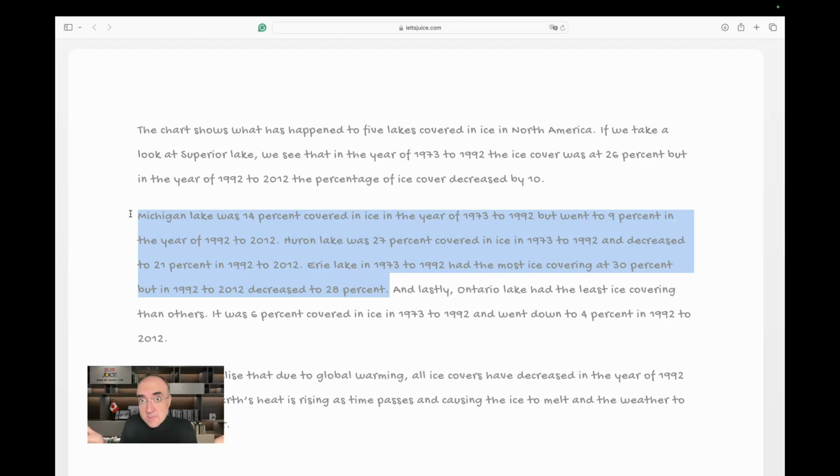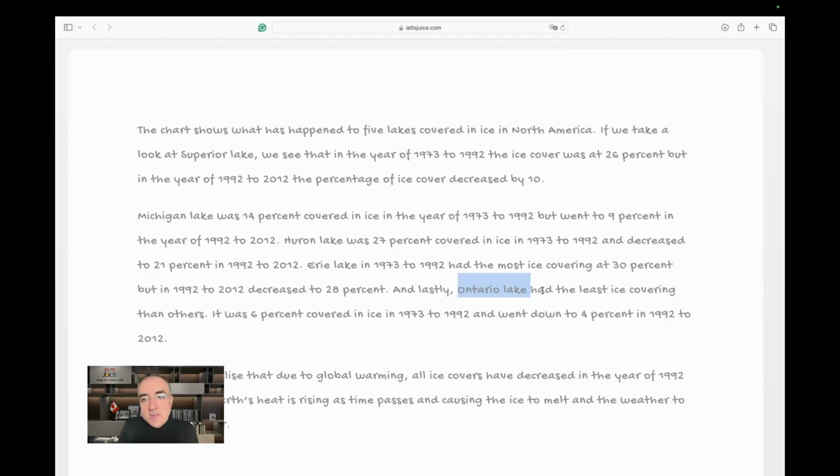That's not good. That calls for a mechanical mistake. And lastly, Lake Ontario had the least ice covering than others. Well, this, yeah, finally a decent sentence. And it is correctly punctuated, except I don't like sentences that start with and. That's very spoken English. In written English, preferably, we don't start a sentence with and but and or so. They are not very good sentence openers or starters.